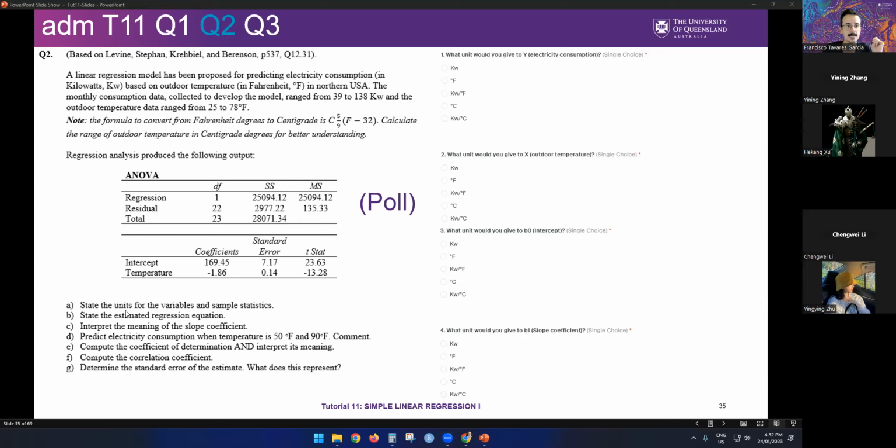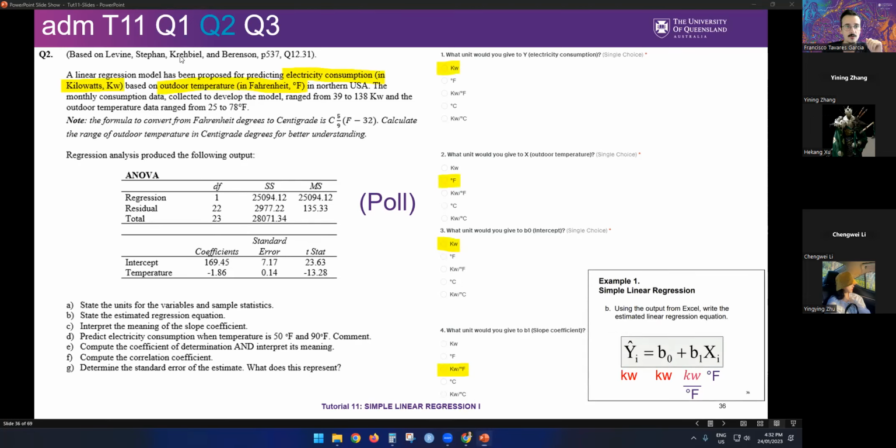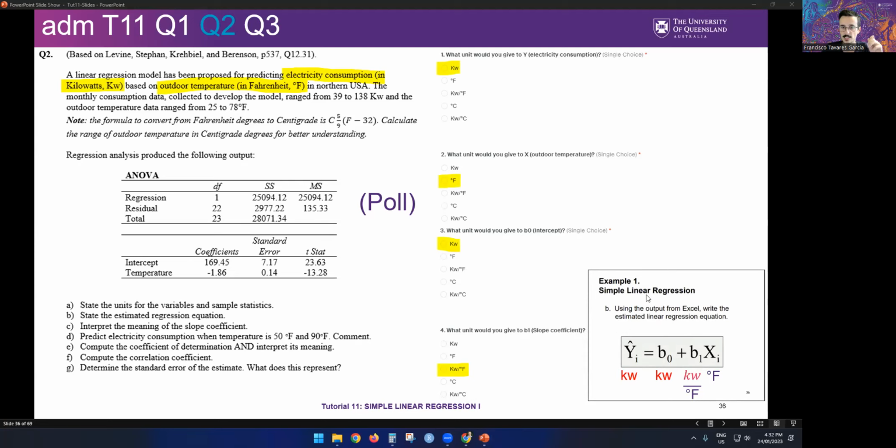All right, good job. I'll share the results. And this is the answer here. Look at our equation. Look where the things are coming from. This is the linear regression. If electricity consumption is our Y, it's in kilowatts. So 2 of you got it right. It's kilowatts. Our X is in Fahrenheit, the outdoor temperature. Let's see, 4 out of 8 of you got it right. Good job. So basically the temperature.